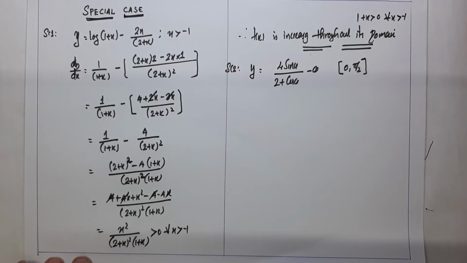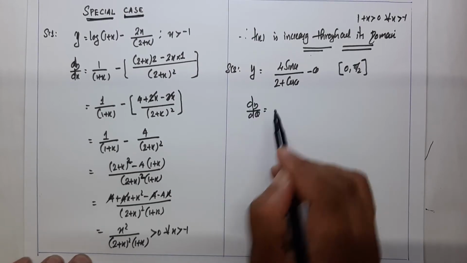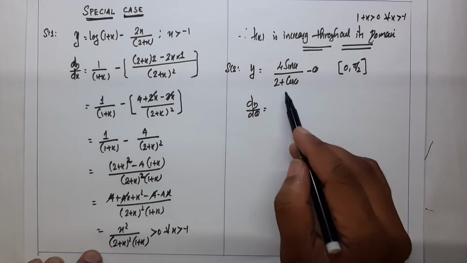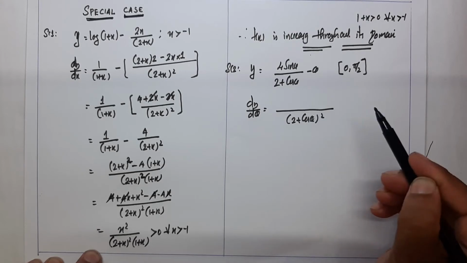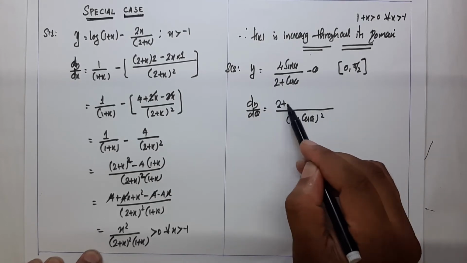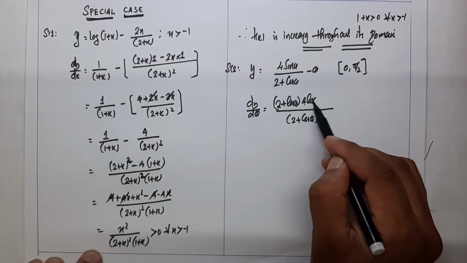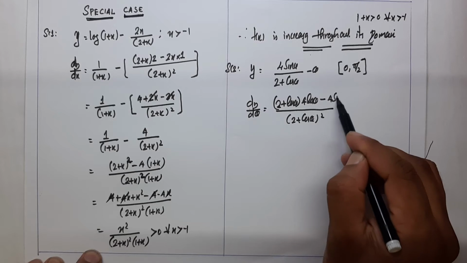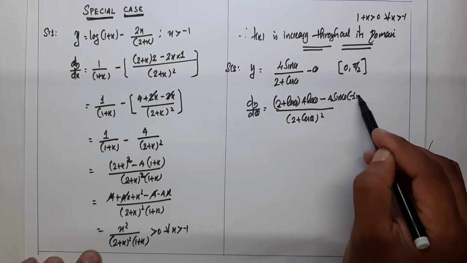Strictly increasing was to be proved in the first question. But in the second question, the given interval is a closed interval, so we have to prove that the given function is increasing in the interval 0 to pi by 2. First of all, we find the derivative of this function with respect to theta. Using the quotient rule, the denominator square is 2 plus cos theta the whole square. Here denominator into derivative of numerator, that is 2 plus cos theta into 4 cos theta, minus 4 sin theta into the derivative of the denominator, where the derivative of 2 is 0 and of cos theta is minus sin theta.